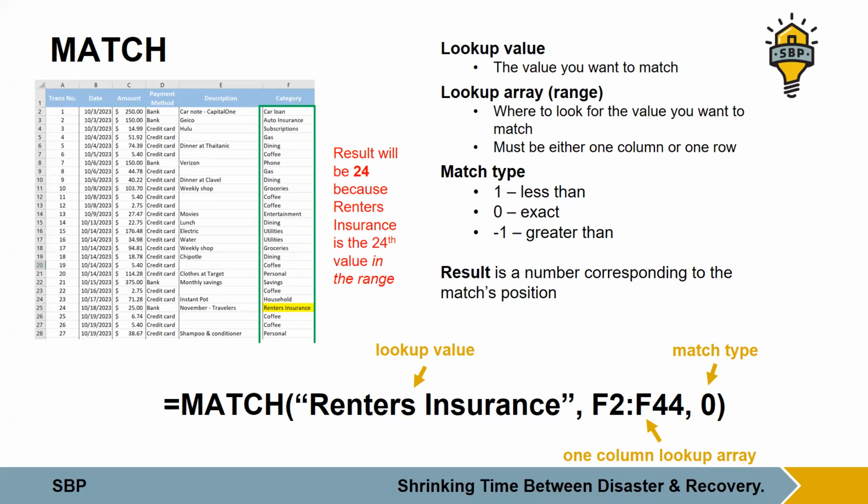So when I put this formula in, it's going to return 24, because 24 is the 24th value in the range that I selected. So the range is just column F, and I started in number 2. So car loan would be 1, auto insurance would be 2, and so on. It matches up with the transaction numbers in column A. So the 24th value in the range is renter's insurance. So it's going to return that number, which is not by itself necessarily particularly useful.